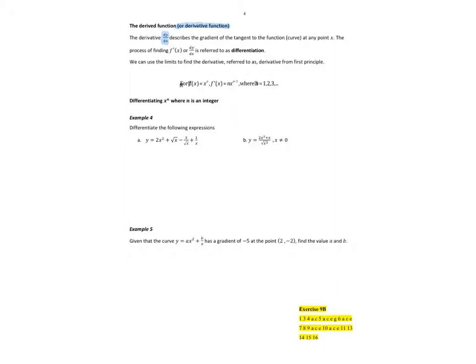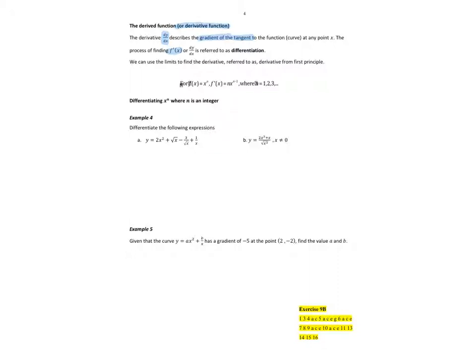Now, the derivative describes the gradient of the tangent. So it's the gradient of the line or the tangent of the function. It's the rate of change of the function. If we're going to use f'(x), it's because our function is called f(x). The process is differentiation. All right.